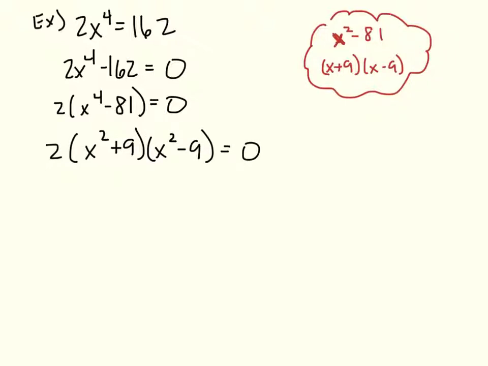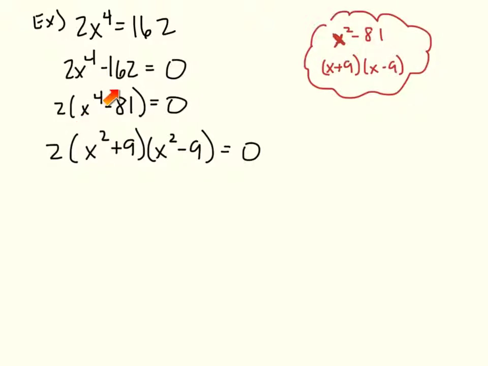Okay? Because just like here, x times x gives me x squared, x squared times x squared gives me x to the 4th. And if I were to multiply this all out, I have x squared times x squared is x to the 4th, you have negative 9x squared plus 9x squared, which cancels, and 9 times negative 9 is negative 81. So, if you can factor it as a quadratic, you can factor it to the 4th power as well.